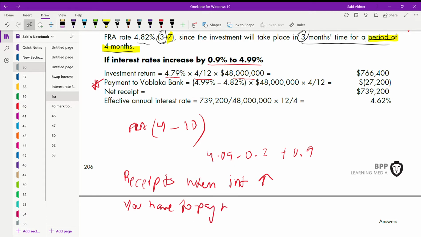Why? You are getting more interest. You are earning more interest than what is there in your FRA rate. That's why you have to pay the difference. Think logically. It's a receipt.